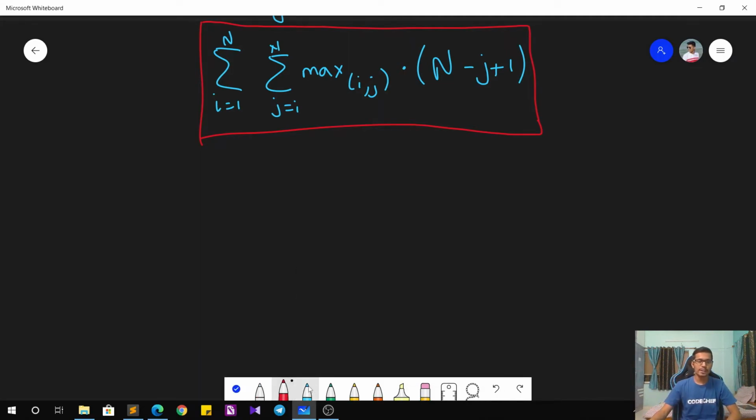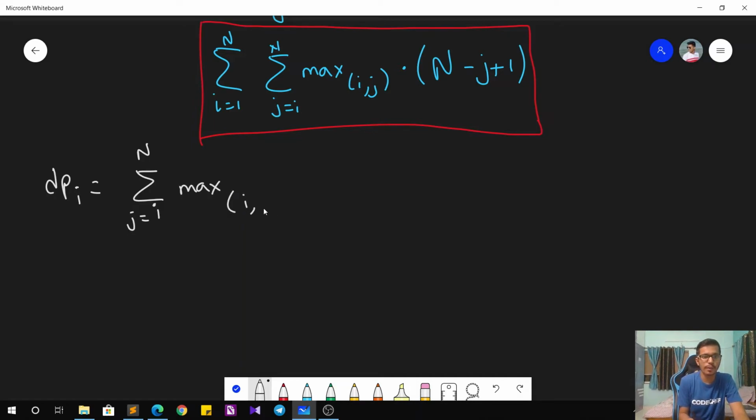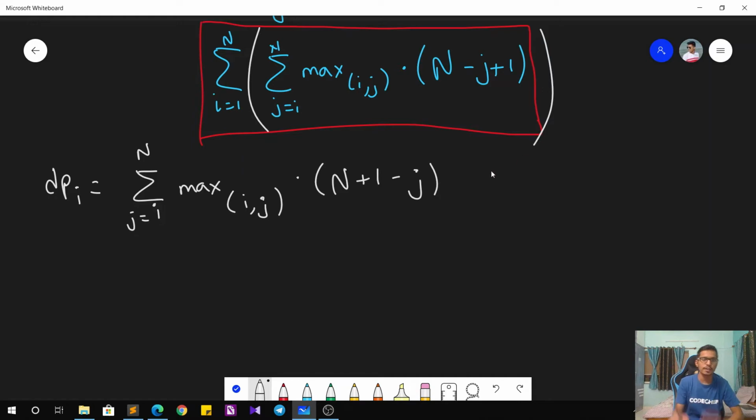So for finding the value of this, let me define the value of dp of i. So I am defining dp of i as summation j equals i to n max of i comma j into n plus 1 minus j. So basically this part, leaving the outer summation, whatever is the value present in the inner summation, that is basically my dp of i. I am considering it for the time being. Okay, so what is going to be my answer?